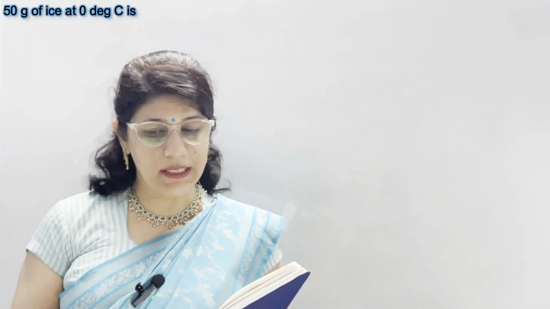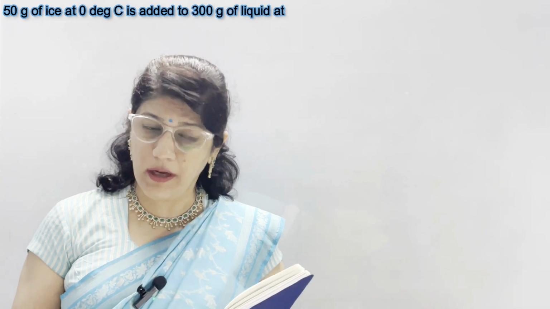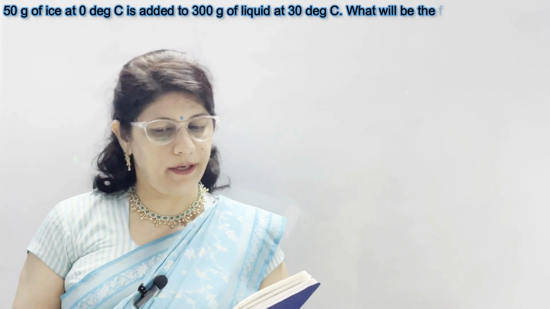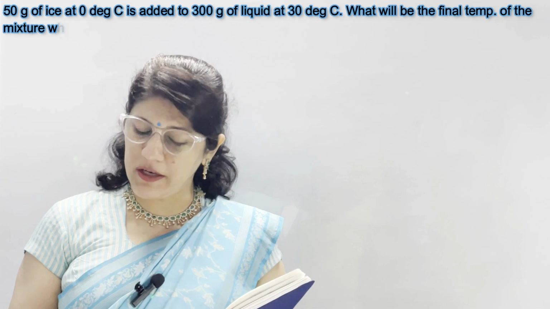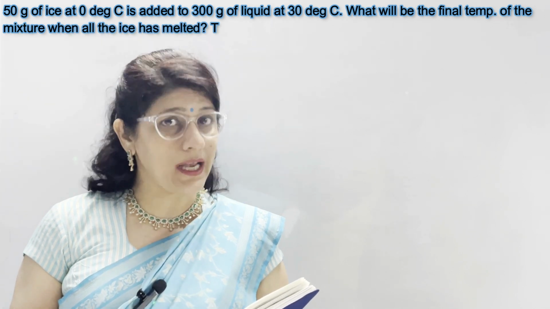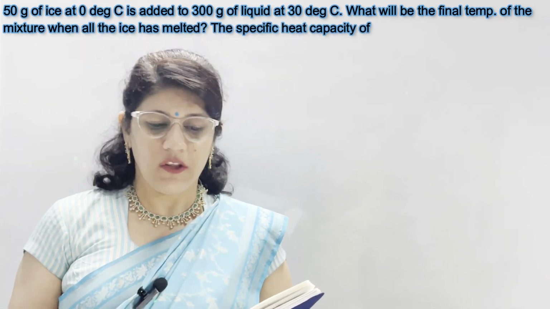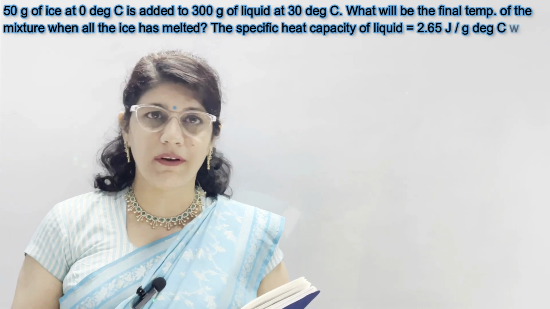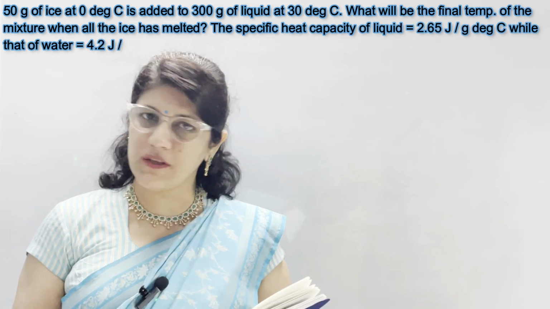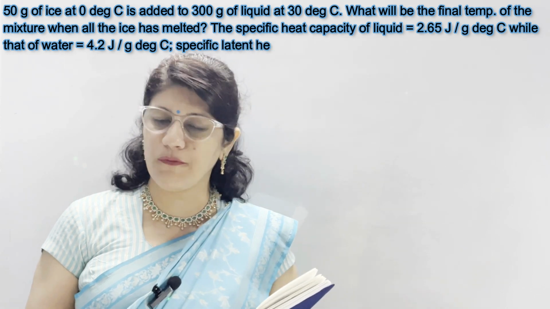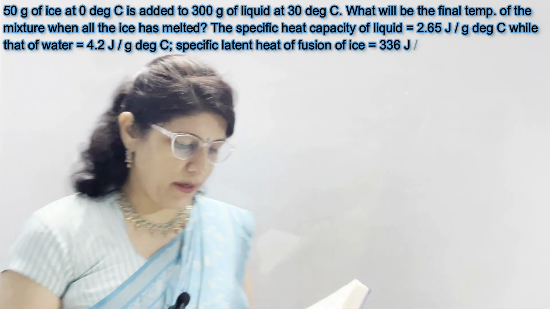In next numerical, 50 gram of ice at 0 degrees Celsius is added to 300 gram of liquid at 30 degrees Celsius. What will be the final temperature of mixture when all the ice has melted? The specific heat capacity of liquid is given as 2.65 and water is 4.2. We know specific latent heat of fusion of ice is 336 joule per gram.